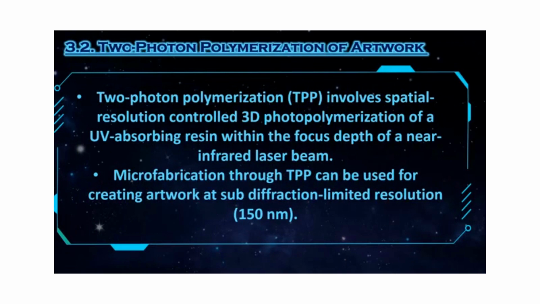Its second type is two-photon polymerization of artwork, which involves spatial resolution of controlled 3D photopolymerization of a UV-absorbing resin within the focus depth of a near IR laser beam. This technique can be used for creating artwork at sub-diffraction limited resolution of 150 nanometer.